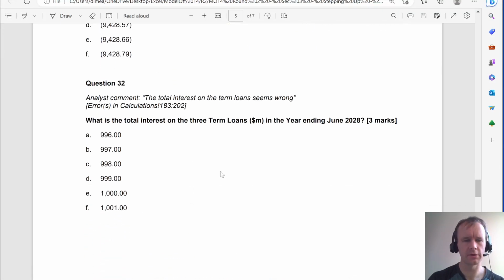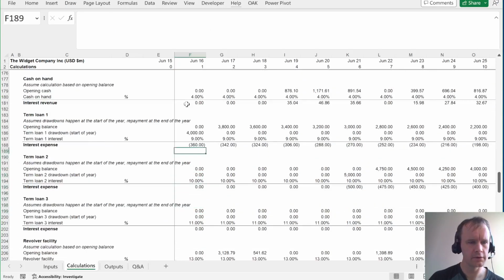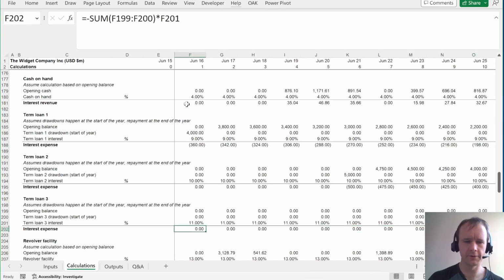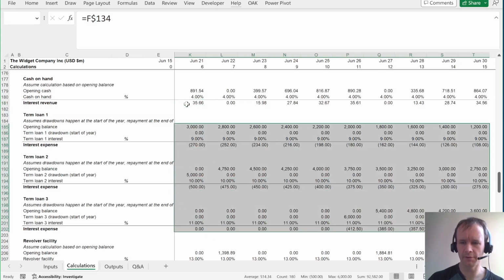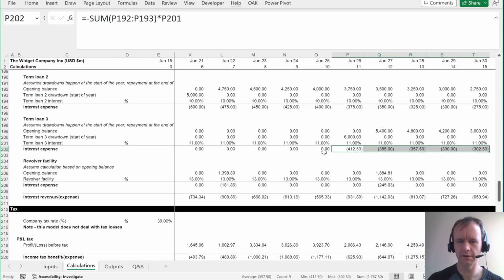Total interest in the term loan seems wrong. Calculations 183 to 202. Lots of term loans. Okay, so, oh, yeah, phew. This is where I thought my row checks might be doing nothing for me, but I hit go there, and look, I've got a different formula for the last few years here for some reason than I have before that.